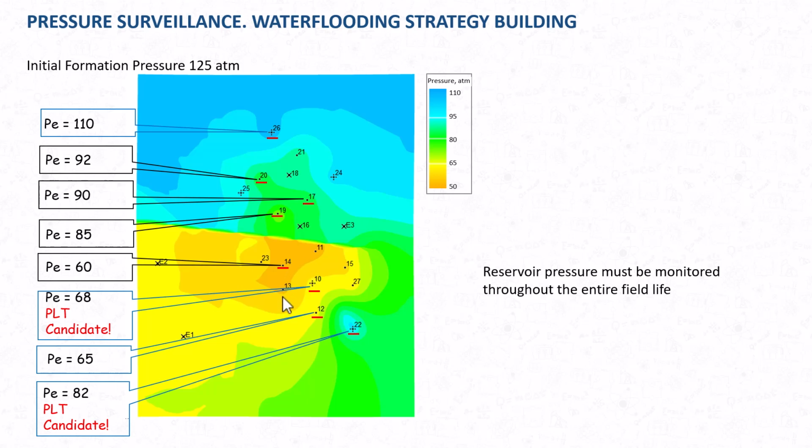Another thing that we directly see here is a very low reservoir pressure in several injectors, such as injector number 10 and injector number 22. So low reservoir pressure in an injector well could only mean one thing. It is a non-productive injection, thief injection. And that is something that we might test with the cased hole logging.